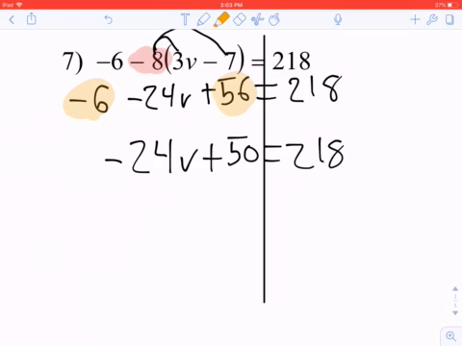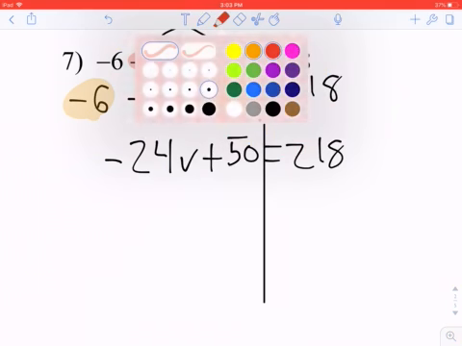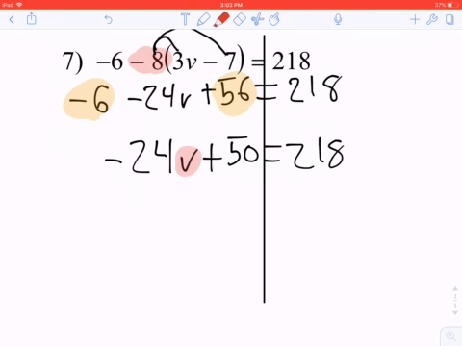We've now created a two-step equation. We're trying to get v by itself, which means we need to move 50 and negative 24. We always move the term that is adding or subtracting first, so we will get rid of this positive 50 by subtracting 50. 218 minus 50 will leave us with 168.